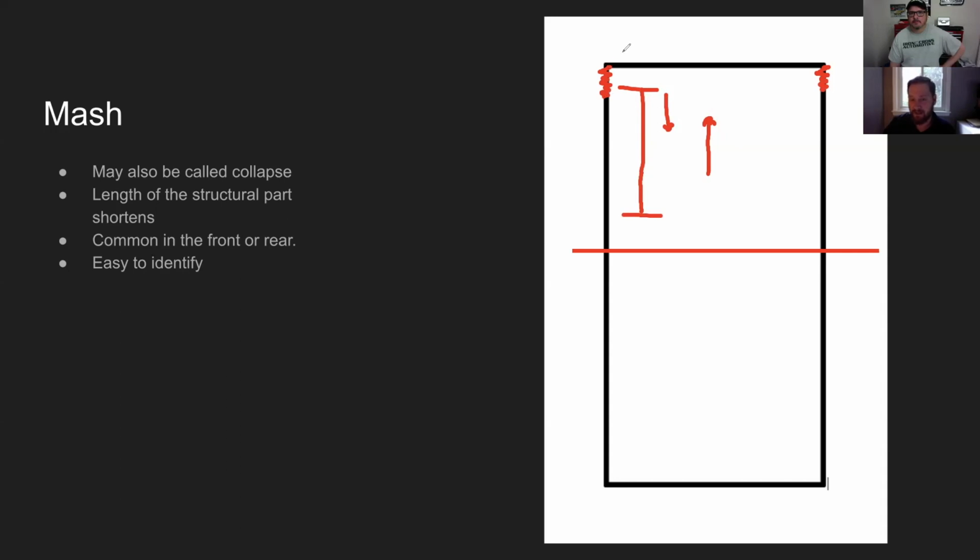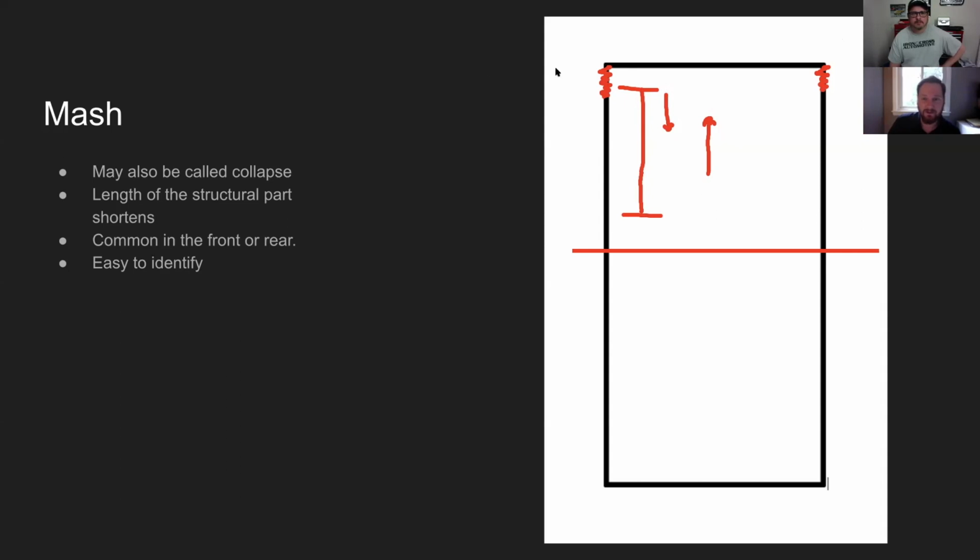So your length condition is shortened compared to the zero plane. And usually you're going to identify it by either kinks or buckles, just that the part is moved and easily identified that way. Anything you want to add to that? No, sounds good. All right.